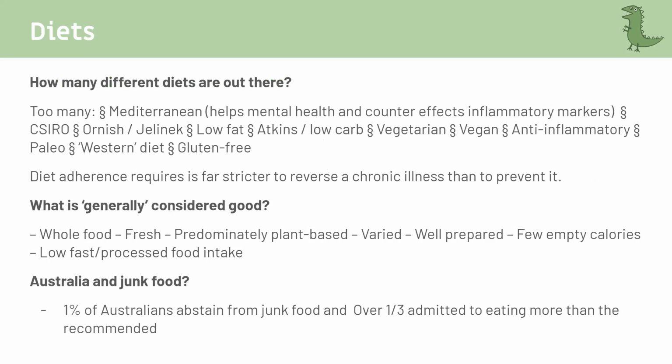There are a lot of diets out there. The ones we mainly like to focus on in med are the Mediterranean diet, which I'll go into later, what that actually entails, and also the Western diet. So keep an eye out for those two, Western diet and Mediterranean diet. Generally, good things are whole food, fresh food, plant-based food, few empty calories, so not a lot of junk food. Australia in general has a huge problem with obesity, that's on the rise, and junk food consumption, that's also on the rise, in case you get asked a question about trends.